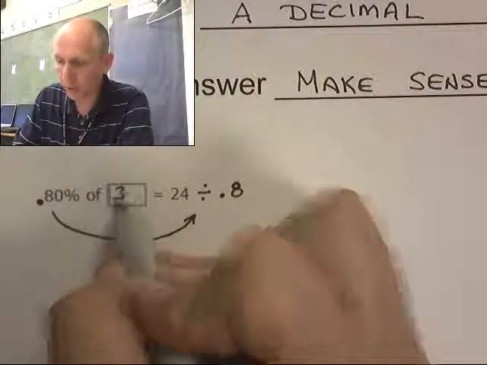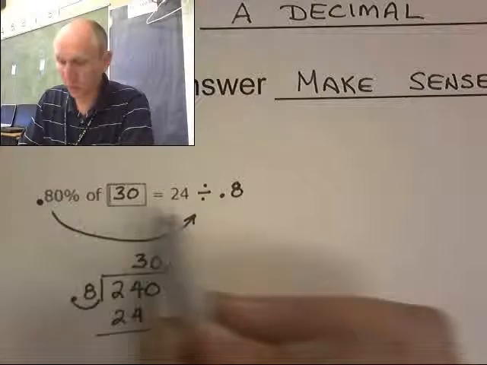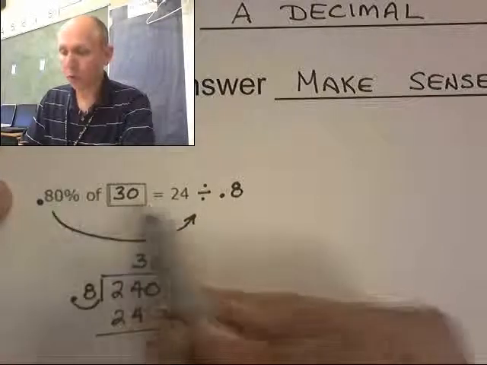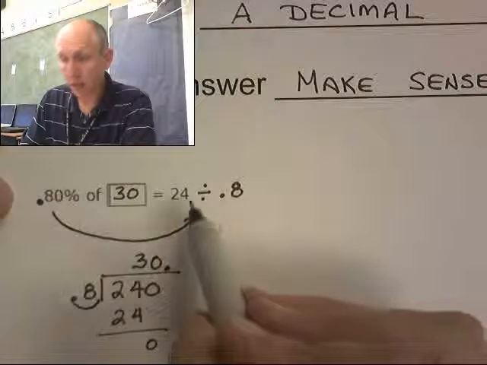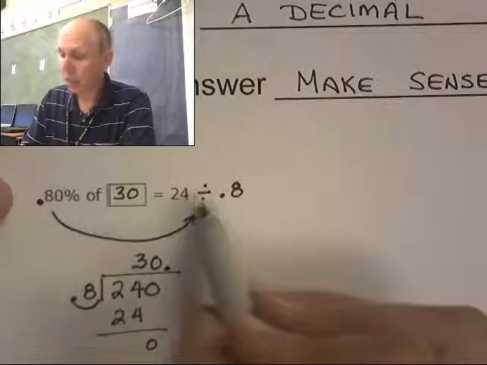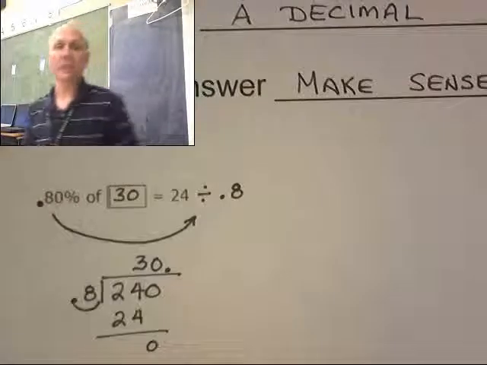80% of 30 is 24. That seems reasonable. 100% of 30 would be 30. 50% of 30 would be 15. I'm between 15 and 30. So I like this answer. I think that's a good answer.